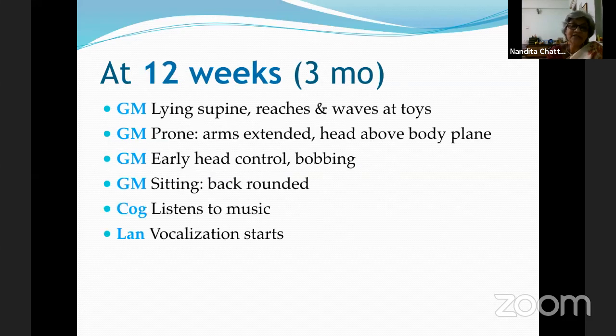Next, at 3 months, a little more developed. Now lying supine, the baby tries to reach out and wave at a toy. He cannot hold a toy, but he'll be waving his hand. Placed prone, the arms are extended and head is a little above the body. Head control is beginning to come, but still there is bobbing. If you make this 3-month-old baby sit, the back will be rounded. The baby who was listening to his mother's voice now listens to music and he starts to vocalize a little bit, sounds like that. 4 months, next slide.